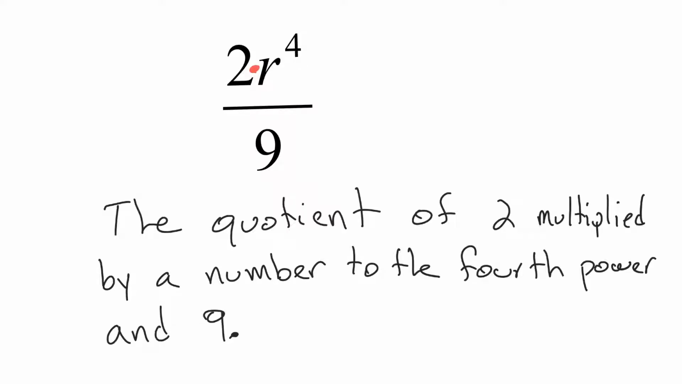So here's the sentence. The quotient of 2 multiplied by a number to the fourth power and 9. So one more time, quotient means fraction, so you are dividing, you have a fraction here, 2r to the fourth power over 9. And on the top of the fraction, you always start by saying what's on the top first. So we have the quotient of what? Well, the top is 2 multiply, so there's the times, multiplied by a number, so a number is your variable, to the fourth power, so that's your exponent, and what goes on the bottom? 9.